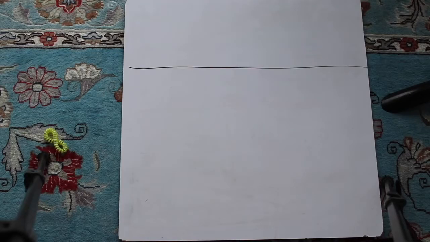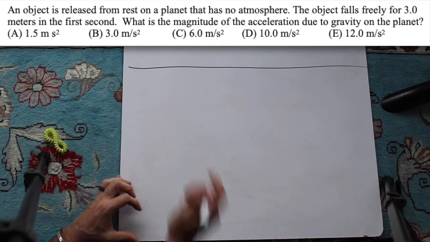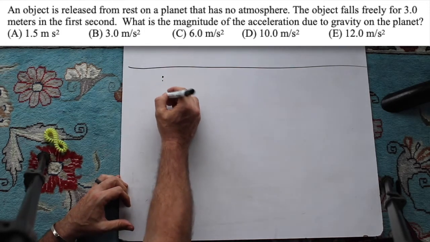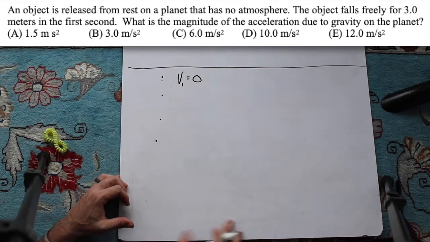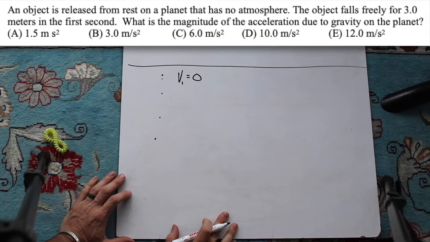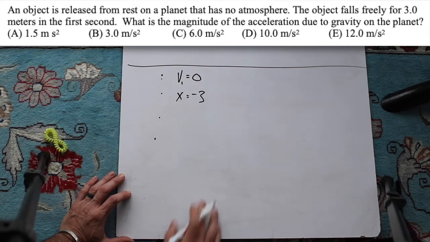All right, this first question here looks like an old AP question. We've got an object released from rest. And so that means its initial velocity will be equal to 0. Got to remember that that's one of those examples where we're not given the value, but we have to infer it from what we read. We're given the information that it falls freely for 3 meters in the first second. And so displacement is equal to -3.